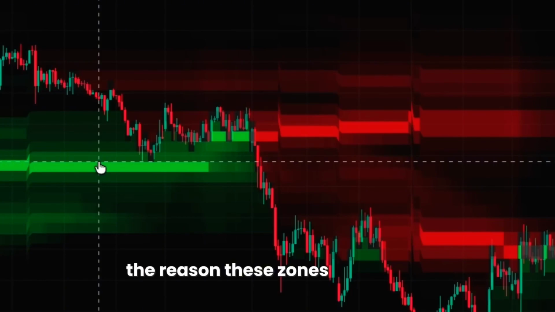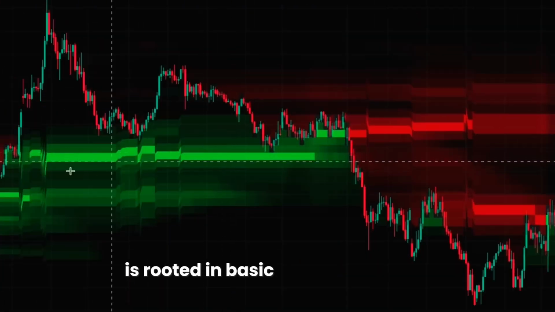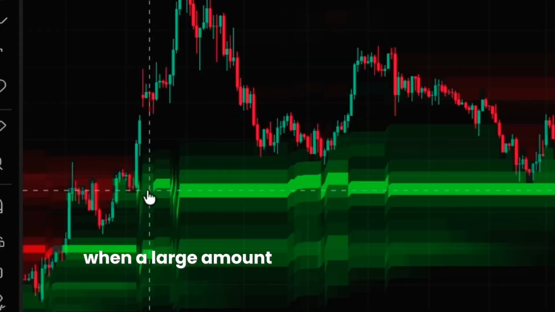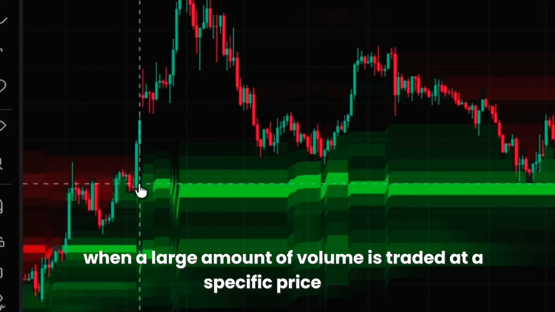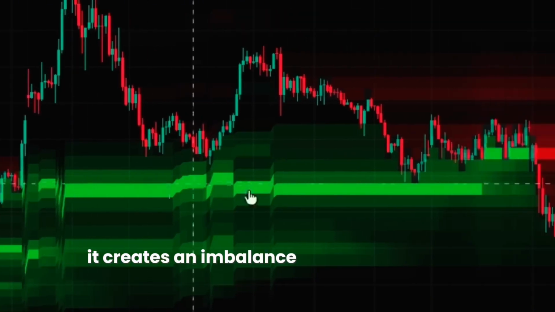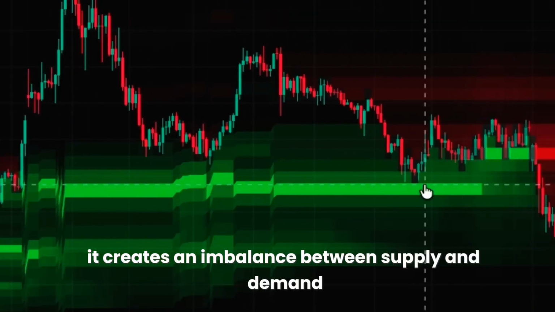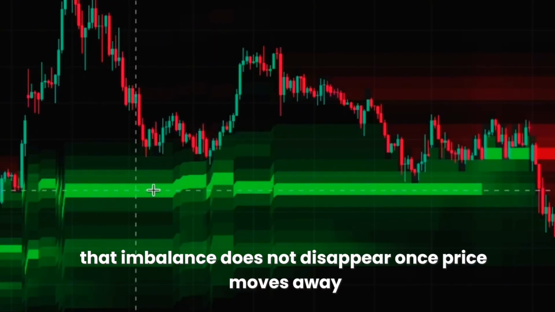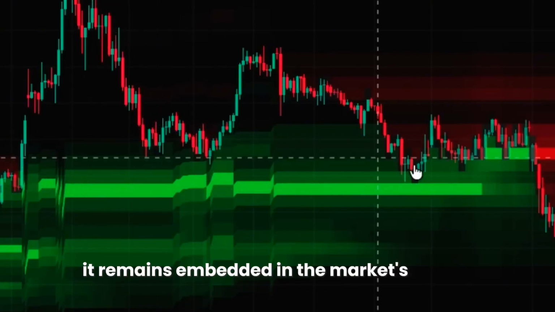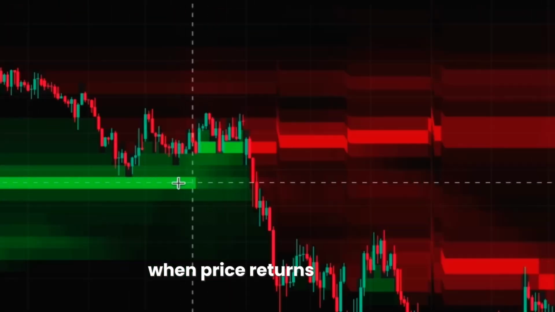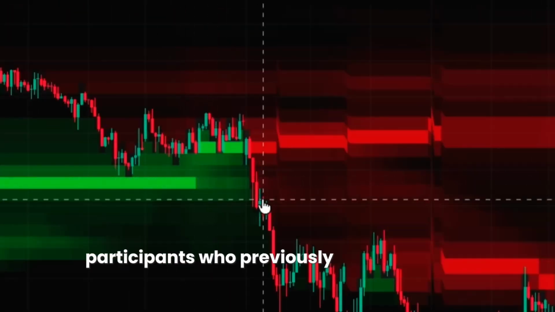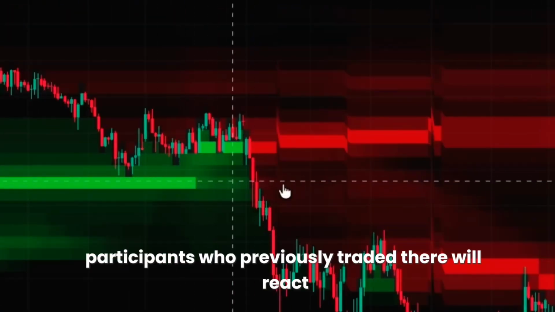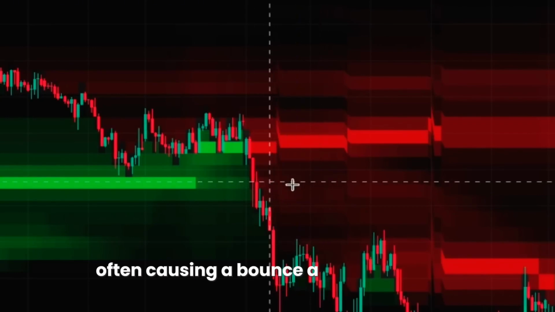The reason these zones carry weight is rooted in basic market mechanics. When a large amount of volume is traded at a specific price level, it creates an imbalance between supply and demand. That imbalance does not disappear once price moves away. It remains embedded in the market's memory. When price returns to that level, participants who previously traded there will react, often causing a bounce, a stall, or a reversal.